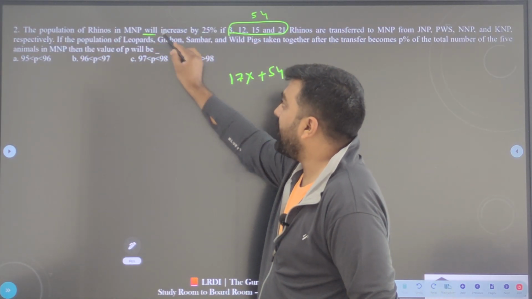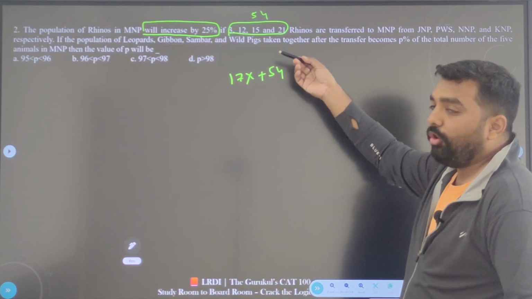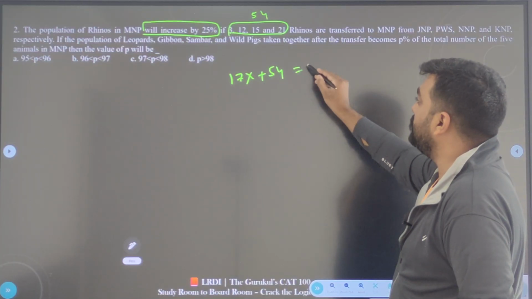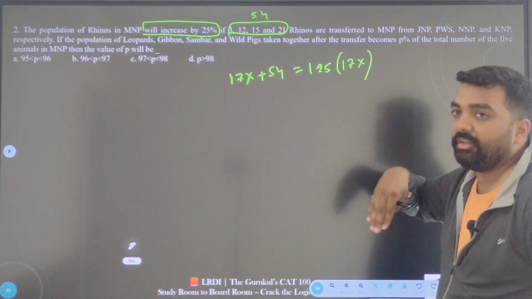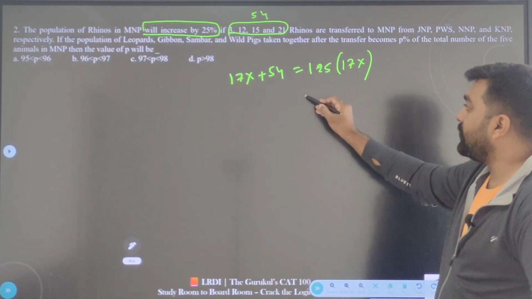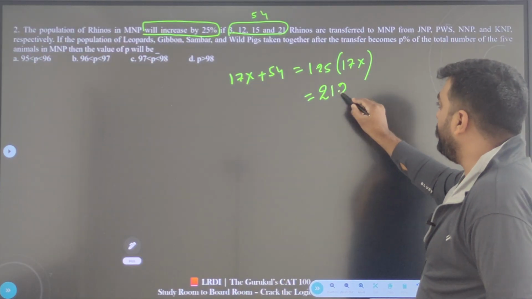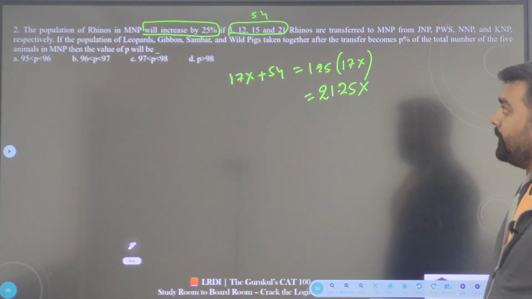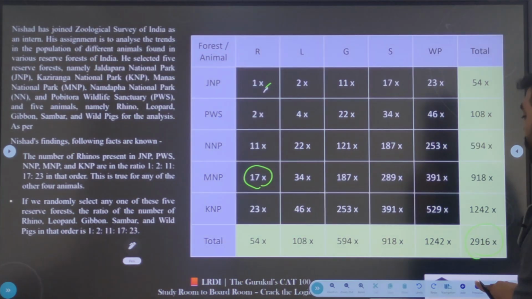Because these 54 are transferred, the overall population increases by 25%. On what? On the existing rhinos. So this should be equal to 1.25 into 17x. 17x should increase by 25%. So this total value will be equal to, very good, that is 21.25x.